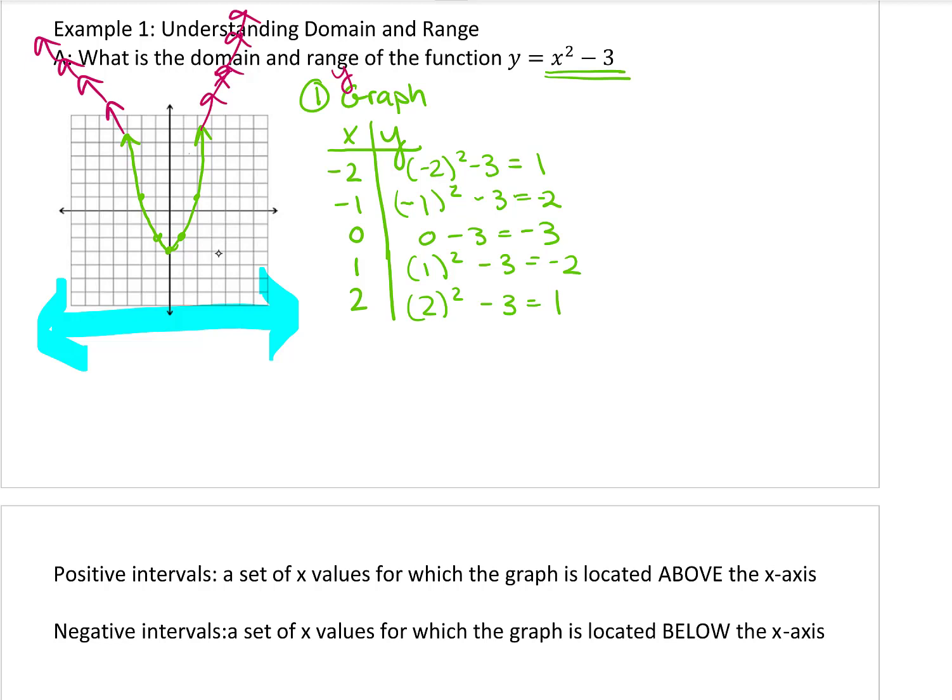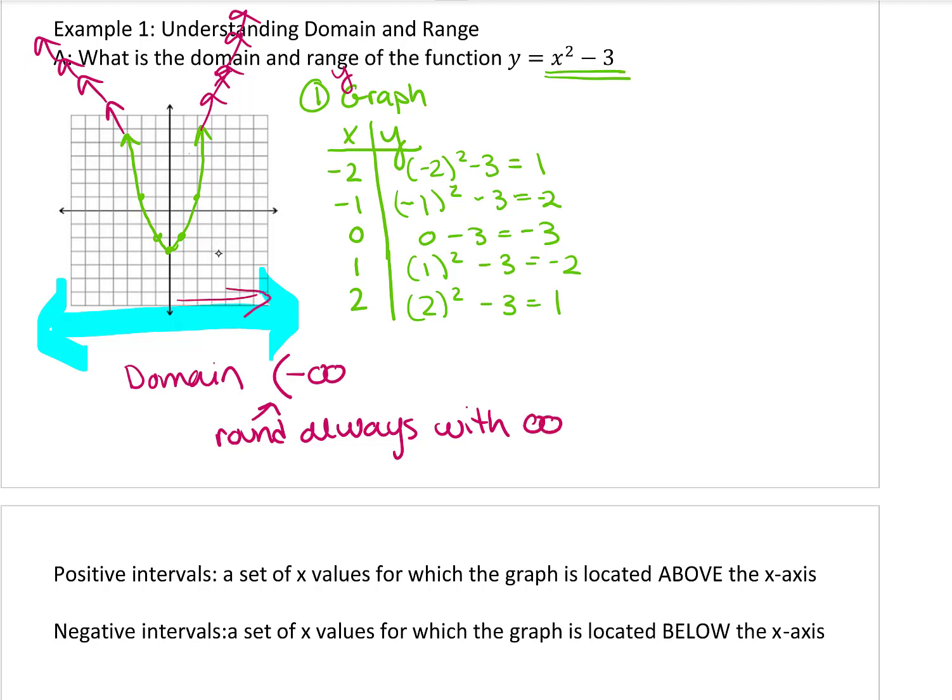So the arrows mean that it continues going up, and as it goes up, it's also going to the left. So the smallest number in our domain is actually negative infinity. It's not a specific number. And because it's not a specific number, we need to have a round parenthesis. So round always with infinity. And on the right hand side, the graph is going to continue going up.